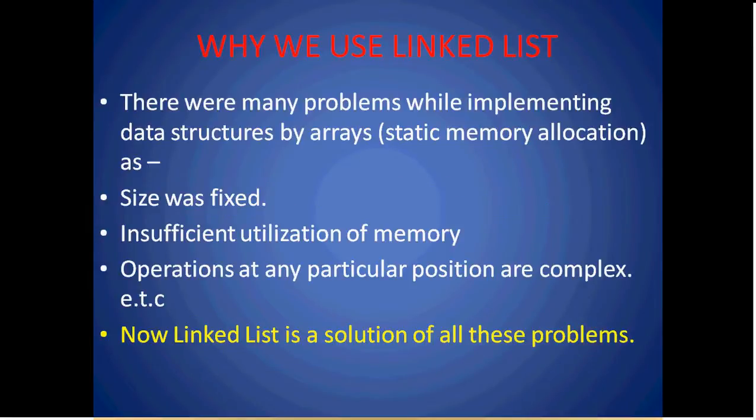Why do we use a linked list? The question arises over here. From the above description we can say that there were various problems with respect to the implementation of different types of data structures by using arrays or static memory allocation. For example, the size was fixed, and there was insufficient utilization of memory because we cannot append or shrink the size of the memory while using an array or static memory allocation. Linked list is an example of dynamic memory allocation because memory is allocated at dynamic time or run time. Operations at any particular position were complex with respect to arrays.